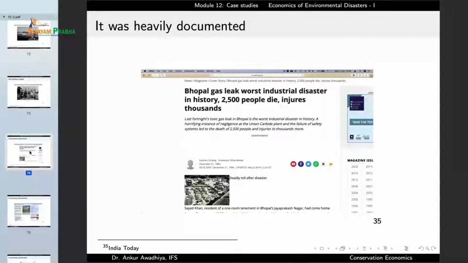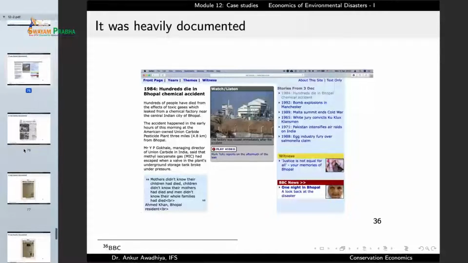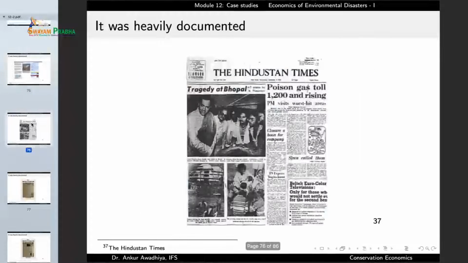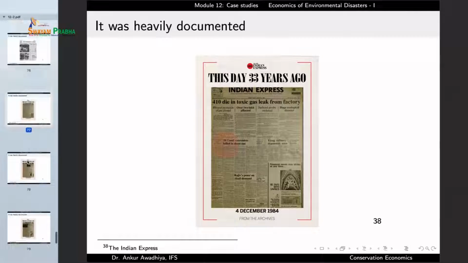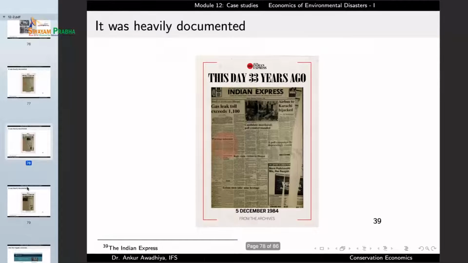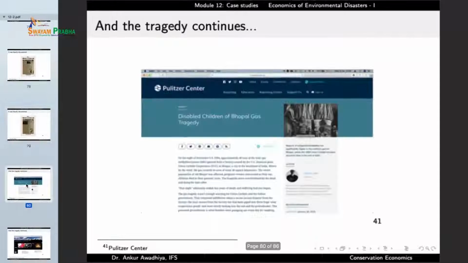It was heavily documented because it was the worst industrial disaster in the history of humankind. 2,500 people died, it injured thousands, and we find documentation in all major media. So, this is the BBC, this is the Hindustan Times. On that particular day, the death toll was 1,200 and it was rising. This is the Indian Express. So, this is something that has been very well documented and very well studied.